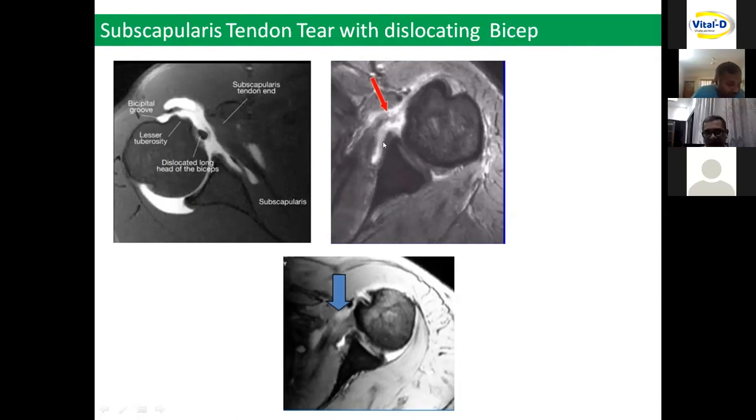And this is the tear of the subscapularis tendon on the axial cut. This is the bicipital groove, the anterior part, associated with the ligament inferiorly. In this view, you can also see the subscapularis muscle tear. But it is rare in our perspective, a subscapularis tear.